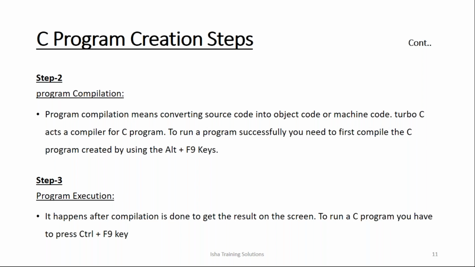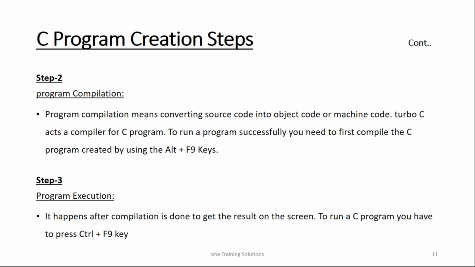After compiling, if you find that there are no errors, and if you find some warnings, you can ignore the warnings and start executing the program. To execute the program, you press the Ctrl and F9 keys at the same time. By pressing this, your program will be executed, and you can find the result displayed on the screen. You can find that result by pressing Alt F5.